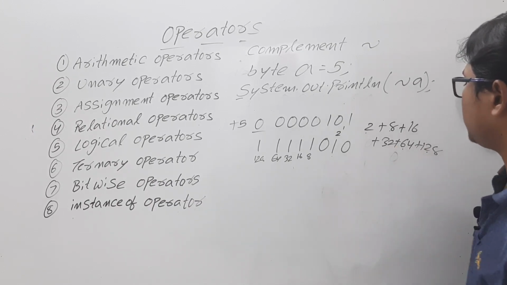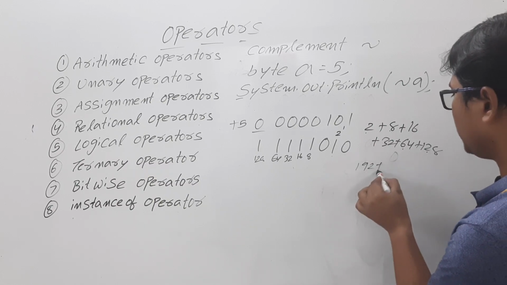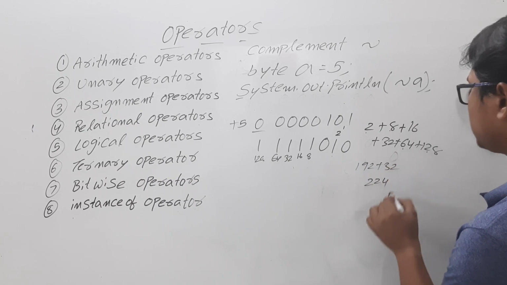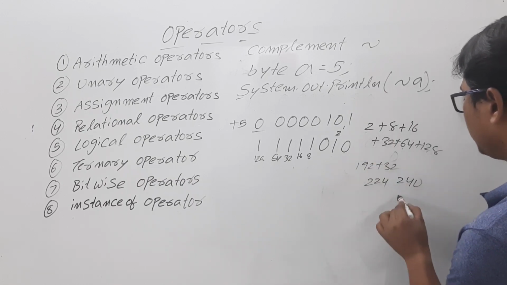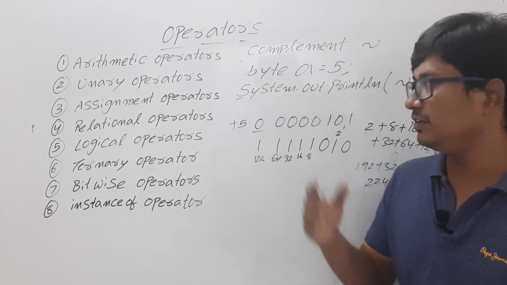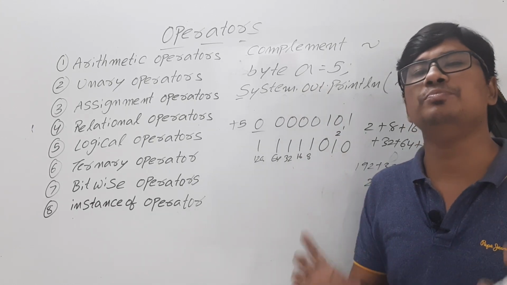So 128 plus 64 is 192. 192 plus 32 is 224. For 224, if you add 16, it will be 240. 240 plus 10 will be 250. They will simply say you got the output as 250. If someone gives such an explanation, it is absolutely wrong.